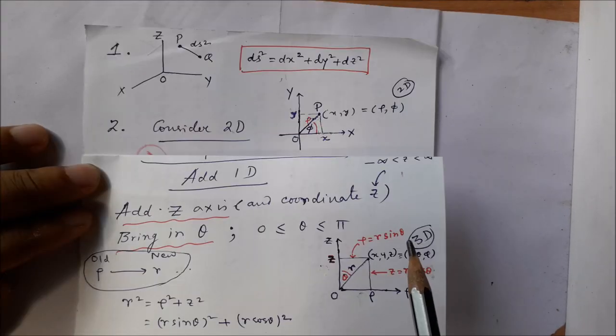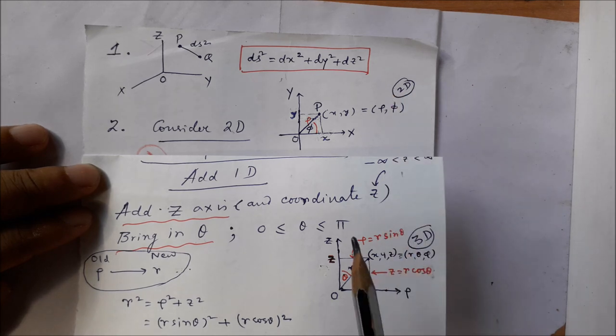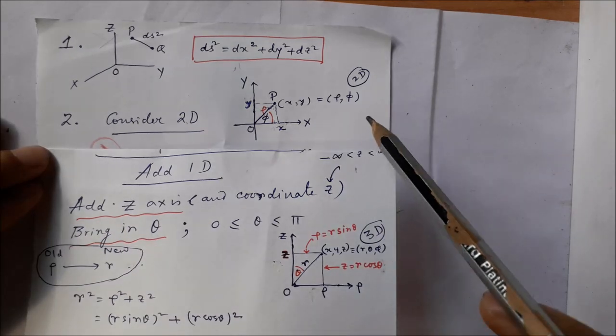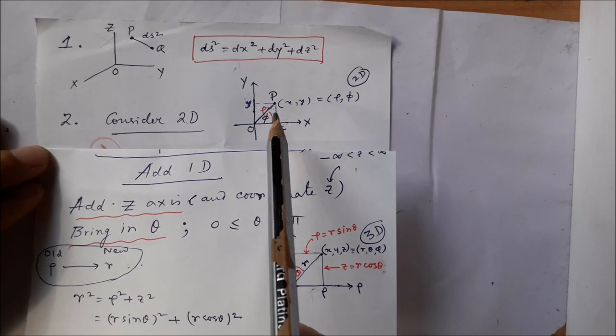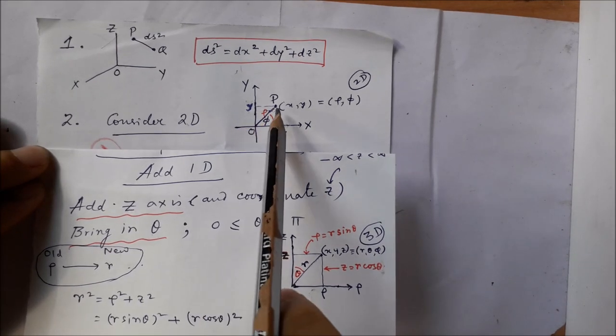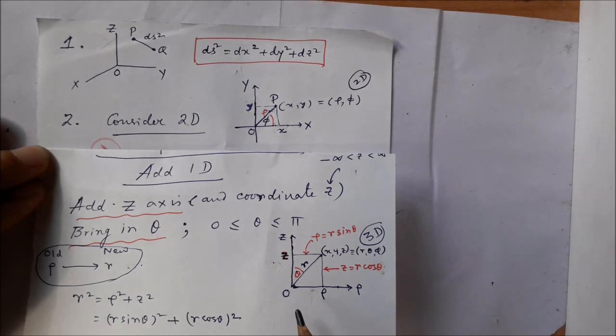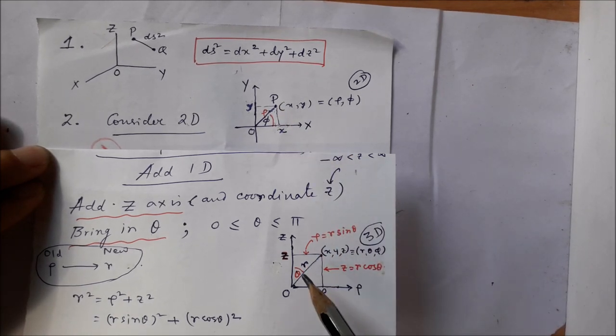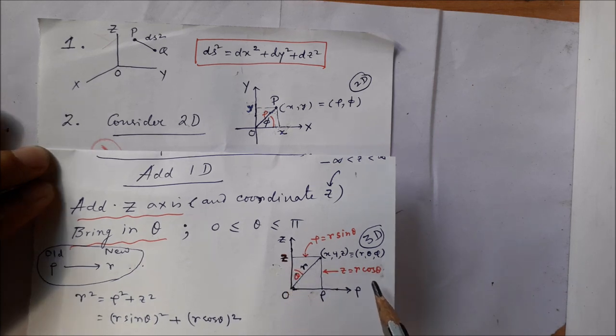Let us now study the effect of moving from 2D to 3D, that is the effect of considering extra coordinates z and theta. Compare these two diagrams. In 2D, the resultant of x and y was rho, and in 3D, the resultant of rho and z is r. So we move from the earlier resultant rho to the new resultant r. As per the technique, theta is the angle between the new resultant r and the new coordinate z. So z is r cos theta and rho is r sin theta.